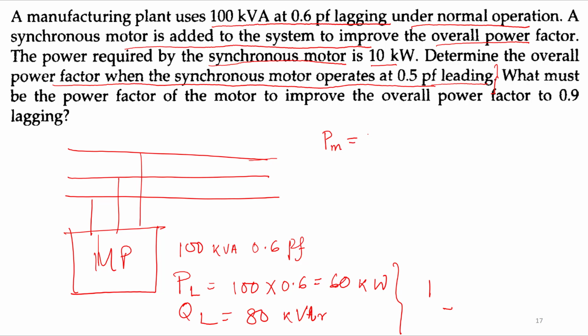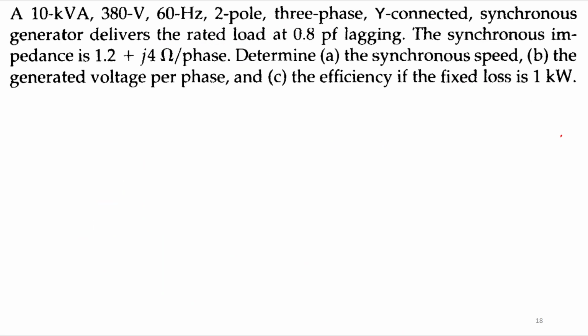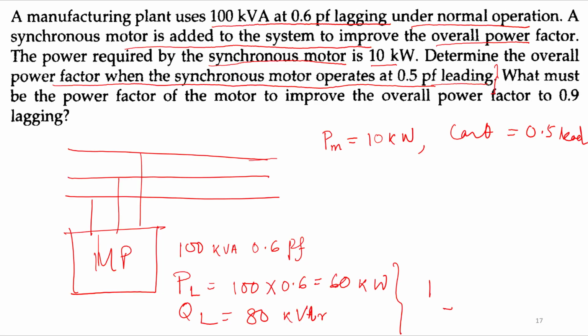Okay, 10 kilowatt, and it is operating at power factor of 0.5 leading. Okay, so then power factor is 0.5 leading. Now can we find Q from here? What will be the QM? How much is QM? 10 kVAR. 10 kVAR of what?